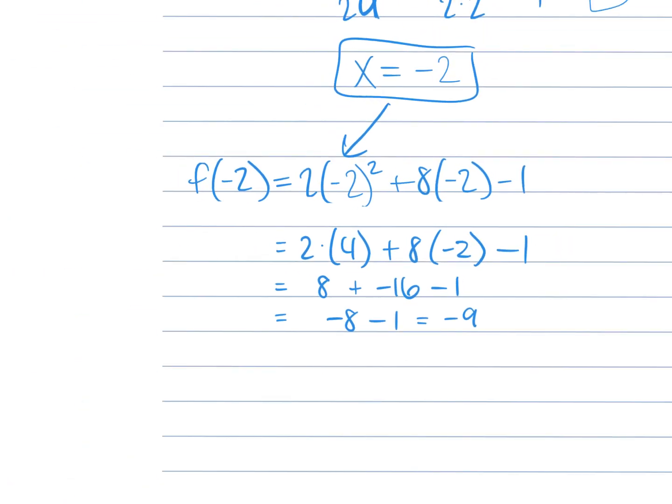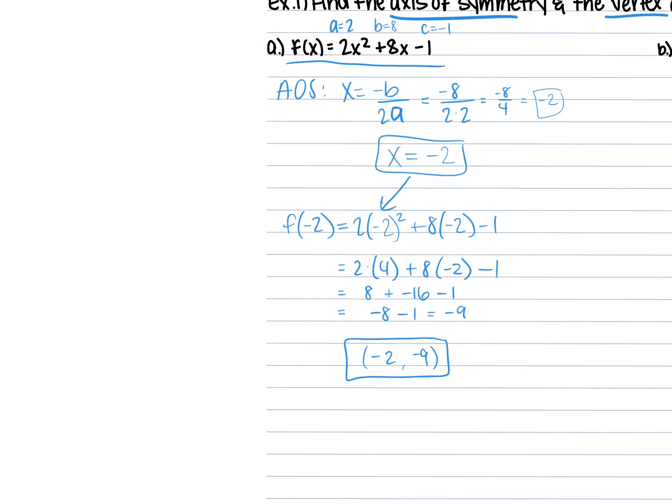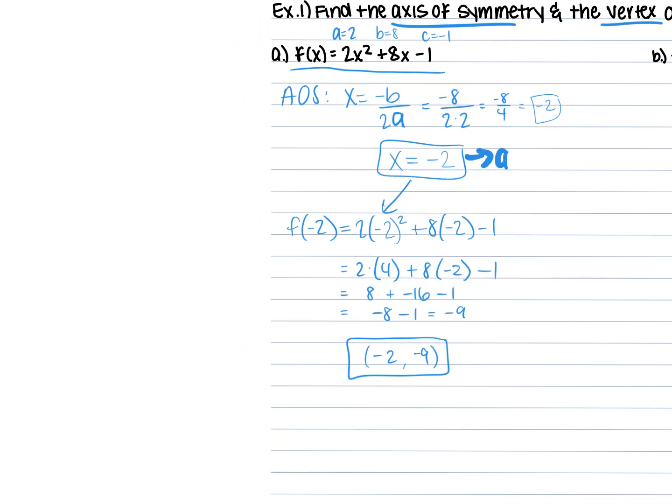So guess what? Who thinks they know both the x and the y values of my coordinate? Matthew? Negative 9 is y. You're right. And then negative 2 is x. Thank you. Negative 2, comma, negative 9. Look at it again. This is my AOS, axis of symmetry. This is my vertex.